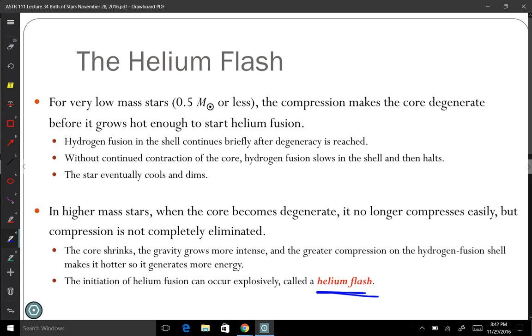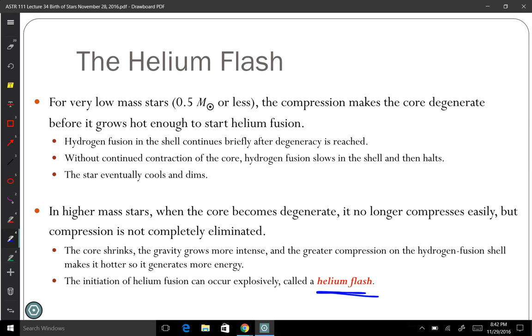If you have the core of the star degenerate, when it finally reaches the conditions for helium fusion to begin, the entire core will start helium fusion all at once. So it's the same idea as having that overheated water that all boils at once. And so when helium fusion occurs, the entire core essentially starts going crazy with a big explosion. And so that's called the helium flash, the words I underlined.